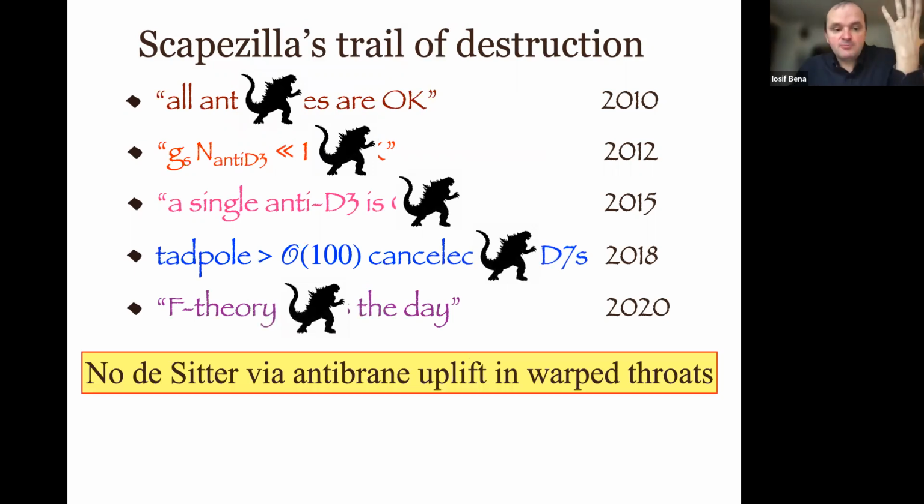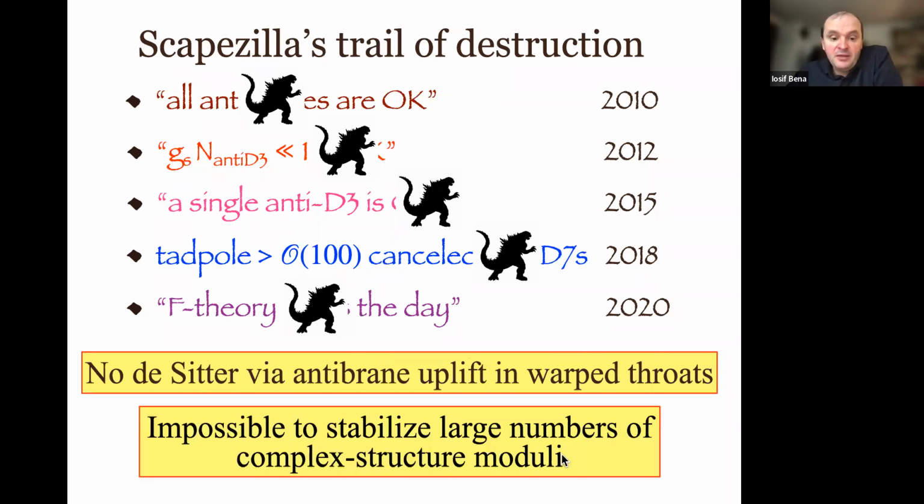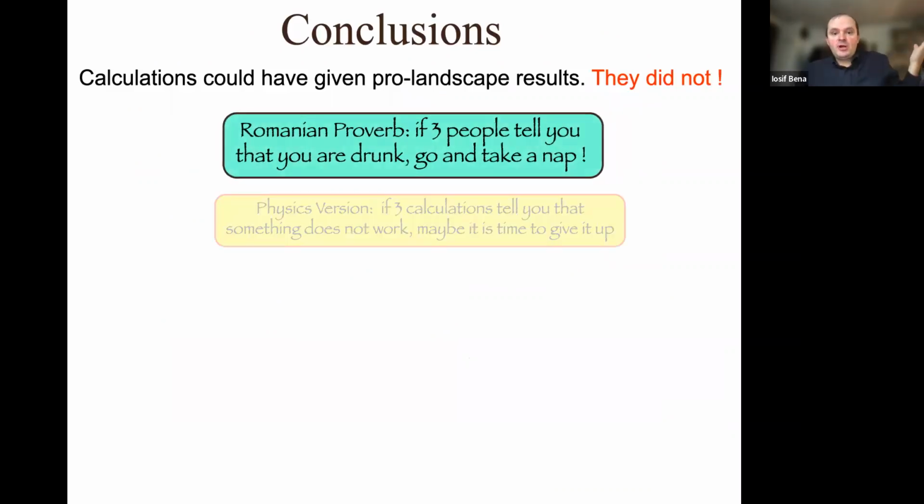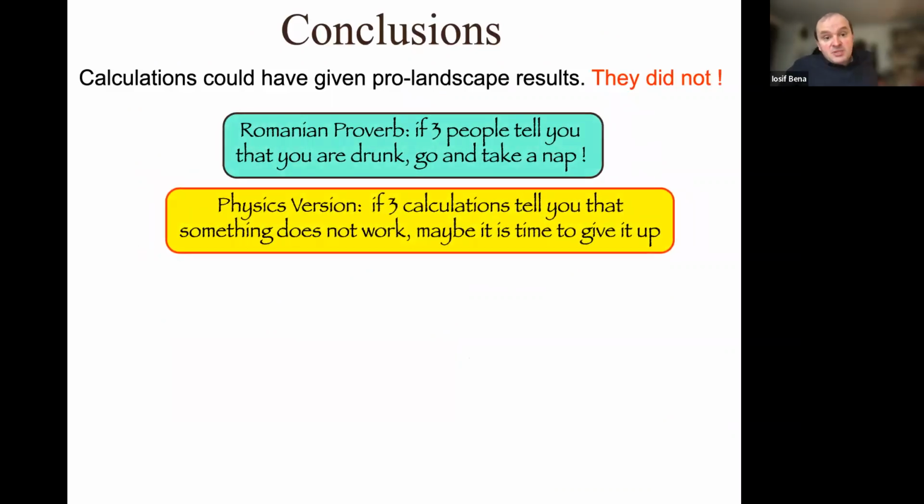So I think there's a problem with uplifting in warped throats. I think the way to get the de Sitter will not be by anti-brane uplift. I think there will be another way to get the de Sitter. I believe there should be de Sitter, but I think it will come with some other ingredients, but not with anti-branes in warped throats. And I think stabilizing a large number of complex structure moduli will be impossible. And again, all these calculations could have given pro-landscape results or anti-landscape results. Some of them gave us pro-landscape, some of them gave us anti-landscape, but I think it's time to basically stop.